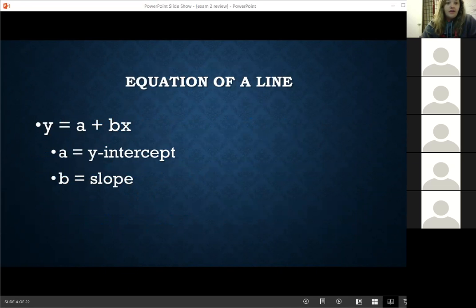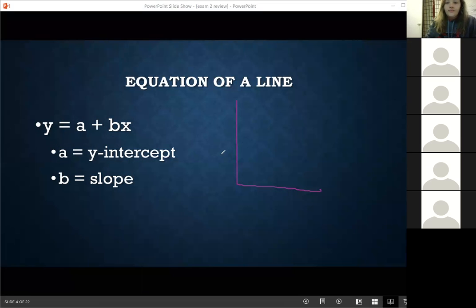Okay, and then we talked about the equation of a line. This is when we're trying to discuss what equation makes the line that we draw on our graph. If our line looked like this, A is our y-intercept, so that would be right here, wherever our line intersects the y-axis. Then we have B, which is our slope, basically our rise over our run. Whatever this incline is going to be our slope.